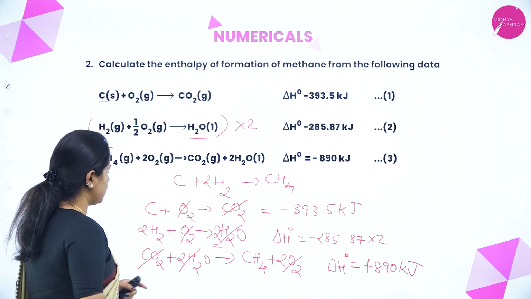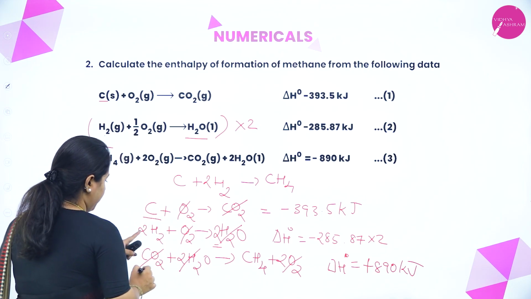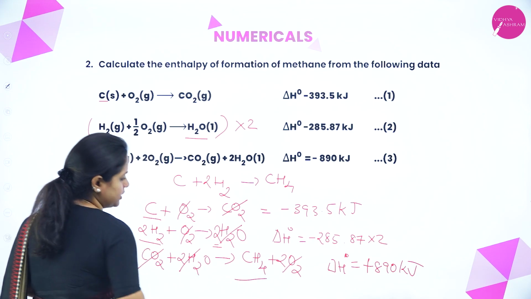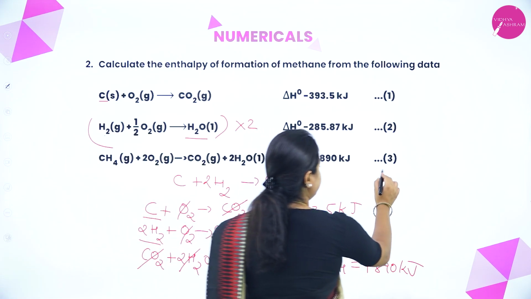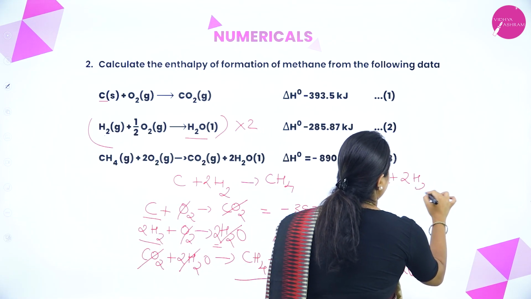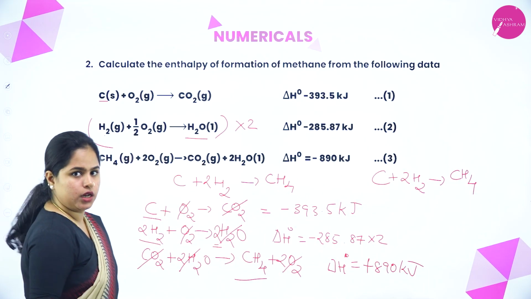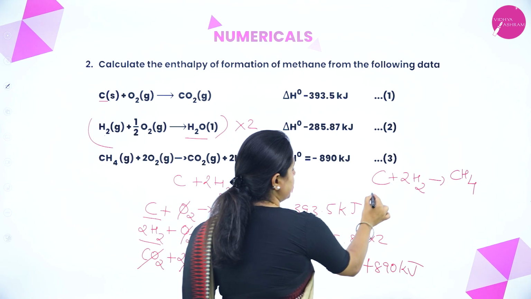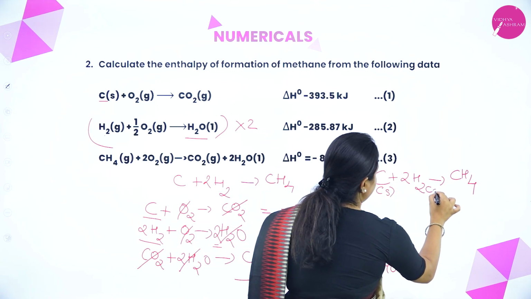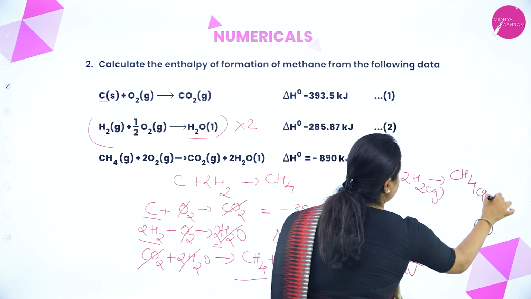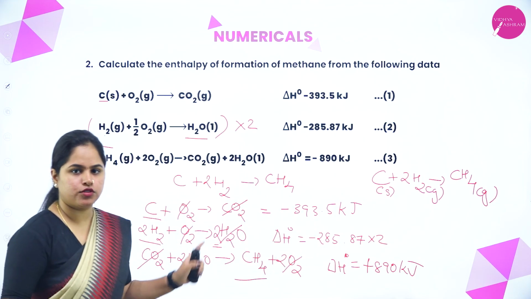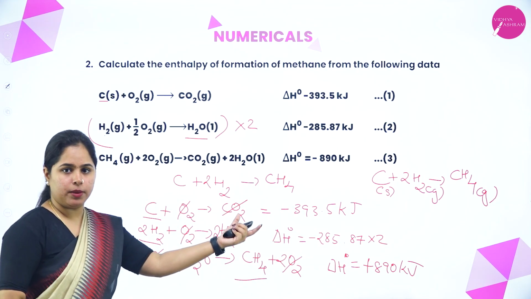So finally what is remaining here? Carbon plus 2H2 will give CH4, right? Carbon plus 2H2 will give CH4. So we ended up in the equation that we require. So you have to mention the states also, carbon in solid state, hydrogen gaseous state and methane in gaseous state. So all this you have to mention. So that is the thermochemical equation.